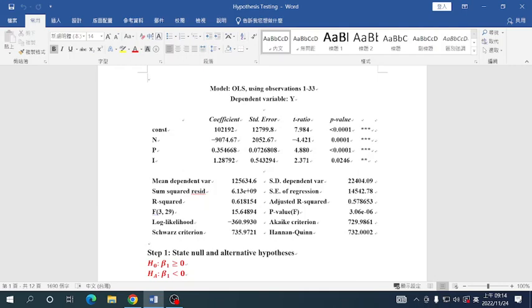Then I'd like to mention the last parts of the overall F test. In fact, in our textbook they introduce two kinds of F statistics, two kinds of F test, okay? Although in this homework, the partial F test is not included, it will be in the next homework. So I will do it this time.